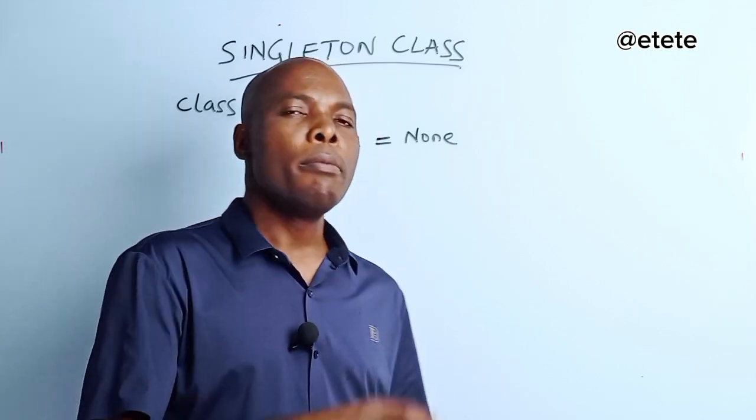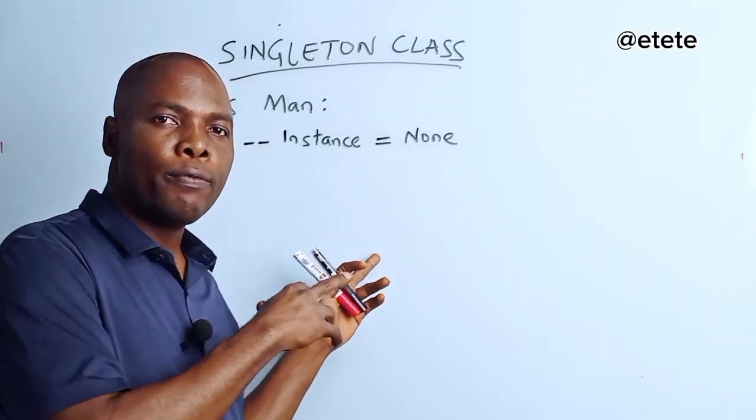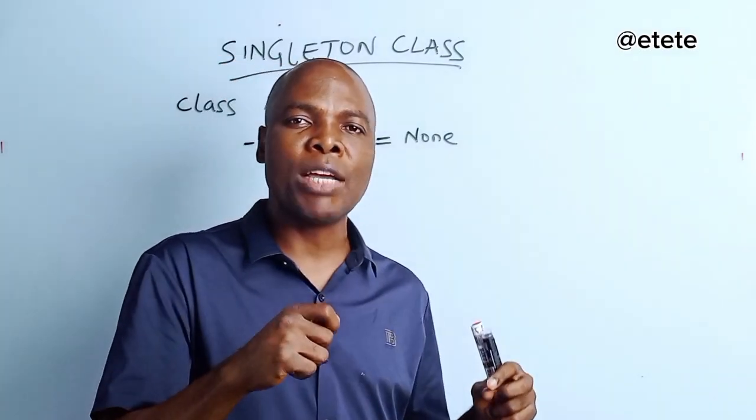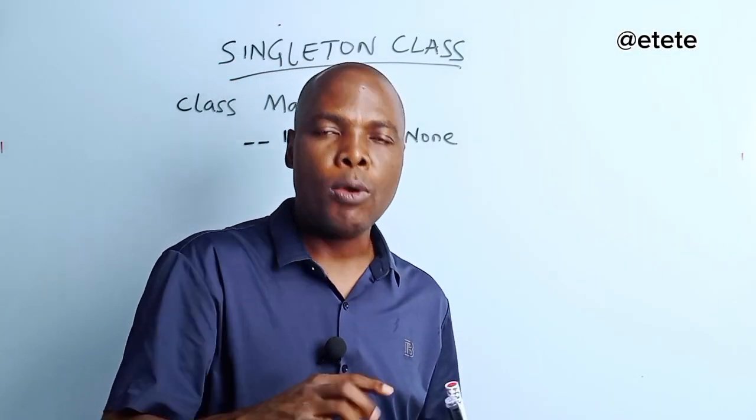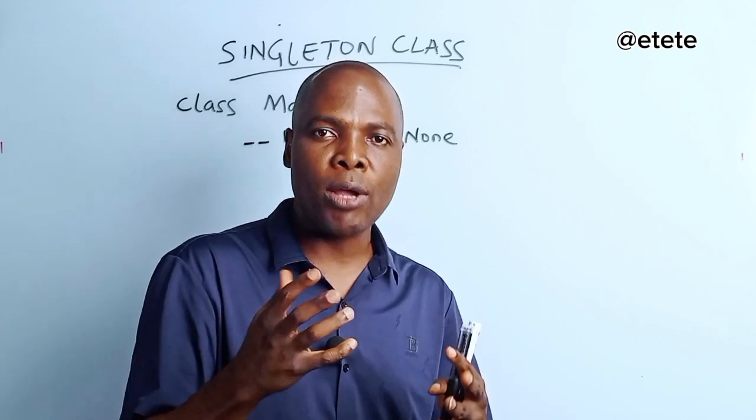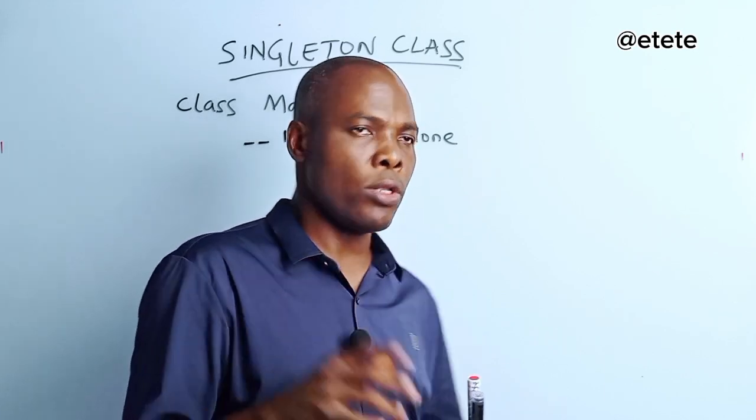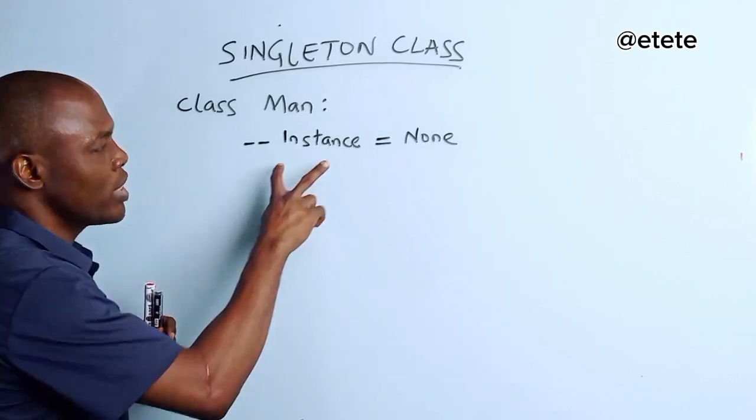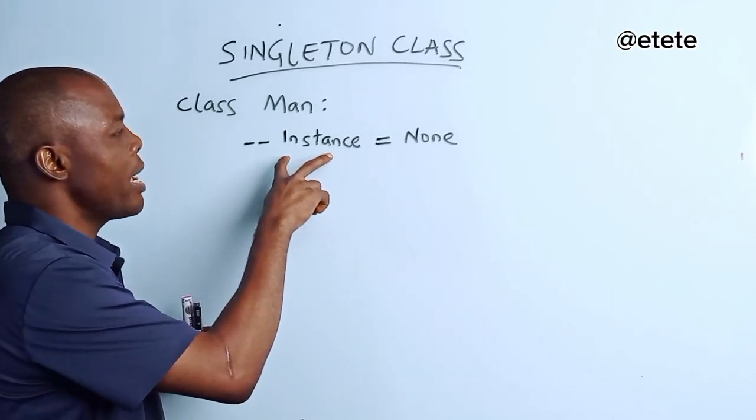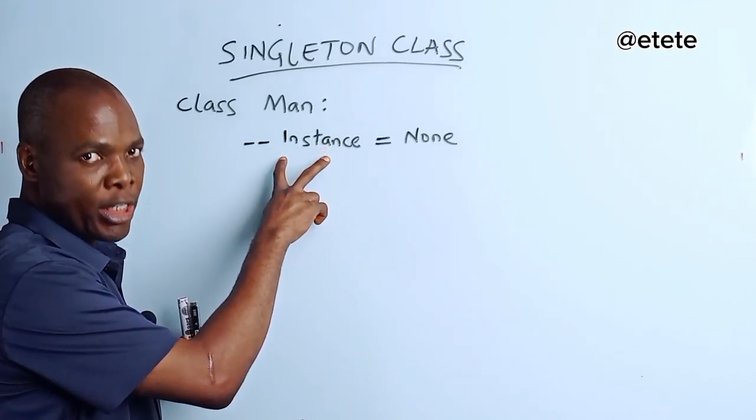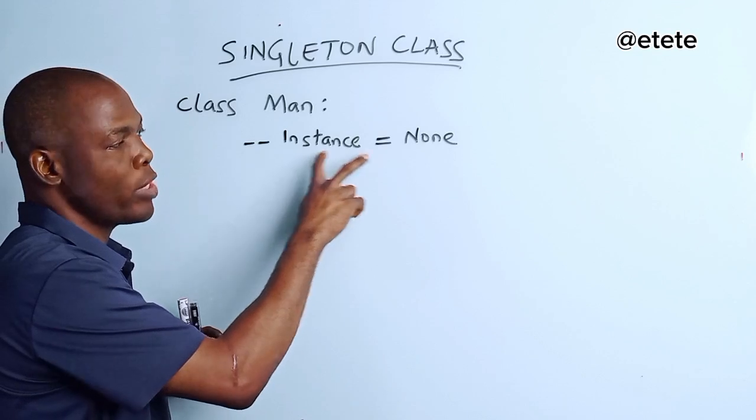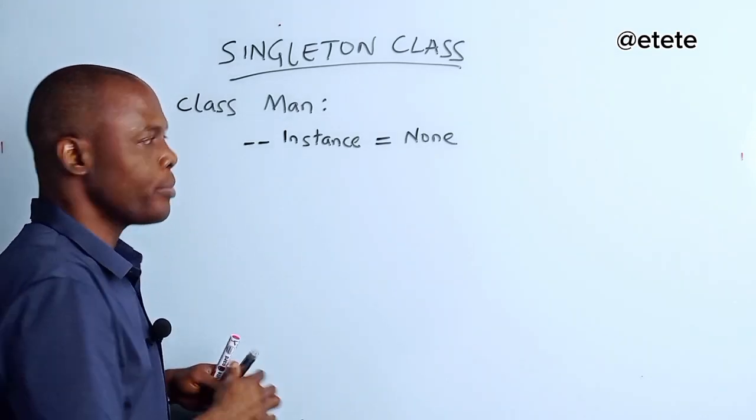By default. But in this case now, for us to be able to create a class that we can only instantiate once, we want to play around with that new method. So we are not going to use the default new method. So the first thing we'll do is we'll create an instance. We create a class attribute, which is what? This underscore instance, and we set it to none.